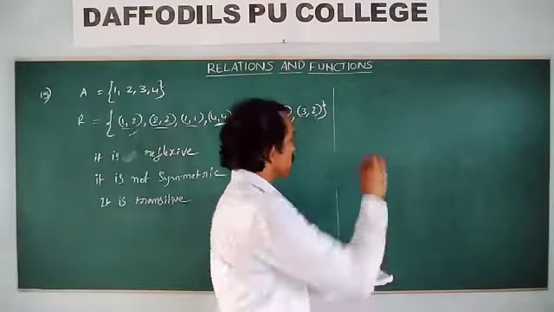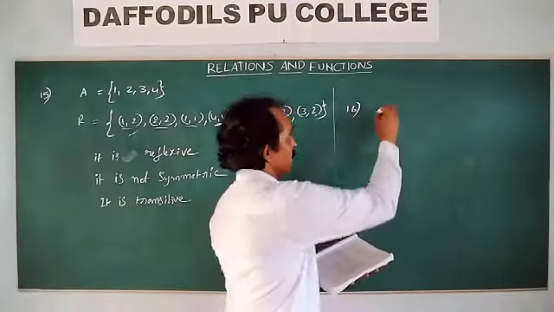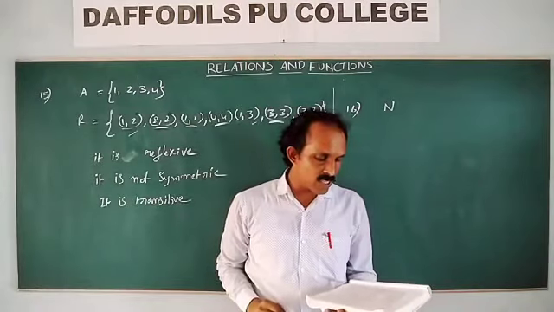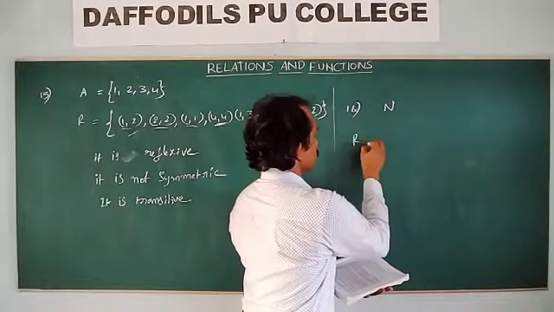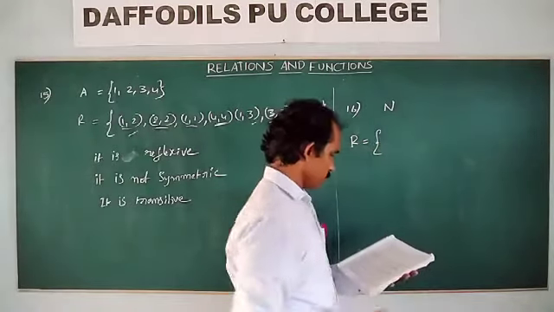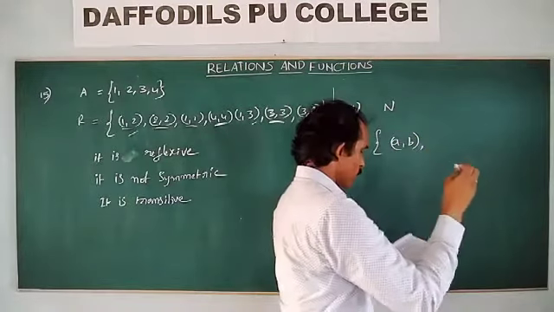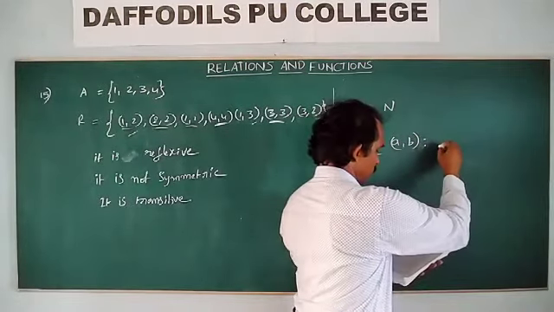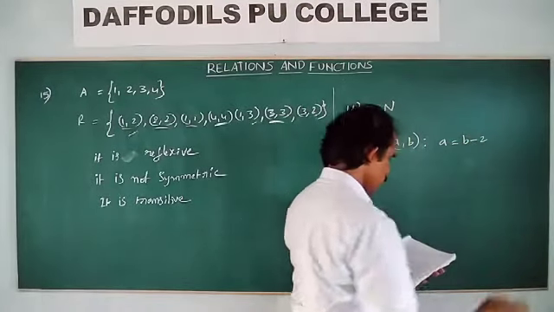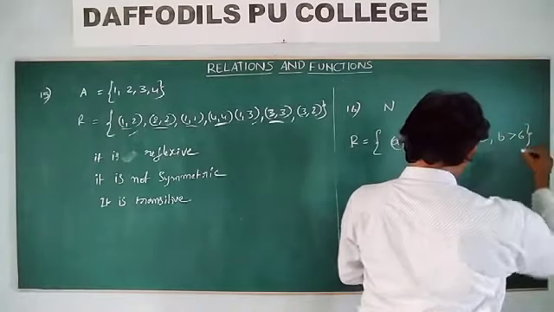Next, look at the 16th problem. Let R be the relation in the set N, natural numbers. What is the relation? The relation is R = {(a, b) such that a = b - 2, b greater than 6}.